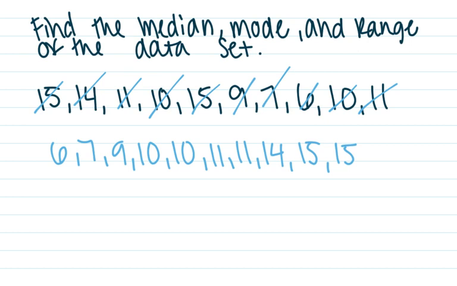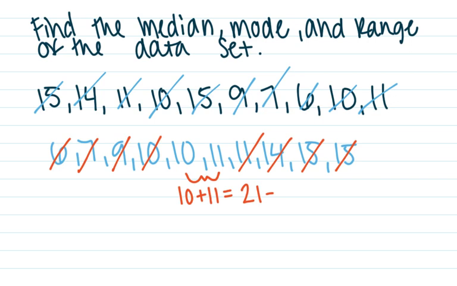Okay, first up is median. To find the median, remember we start off on the ends, crossing out the smallest and the largest at the same time until we get down to one middle number. So 10, 11. Now, I'm left with 2 numbers here in the middle. Remember, we add them together and then we divide by 2, so we find the average of those 2 numbers. 21 divided by 2 is going to be 10 and a half. So my median is going to be 10 and a half.